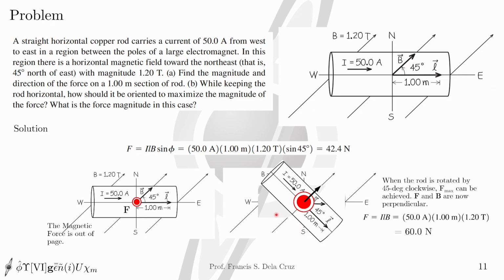So you can increase the magnitude of the force if the current segment is perpendicular to the magnetic field. So the force is now equal to ILB only, because sine 90 gives you 1. And the maximum force is 60 newtons. That's the maximum force that is possible in this configuration: 50 amperes in the wire, perpendicular segment of this rod to the magnetic field.